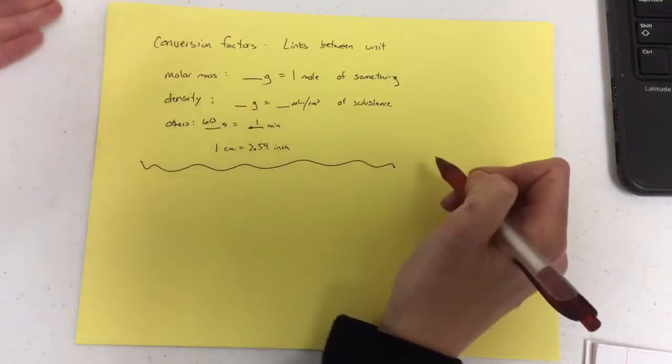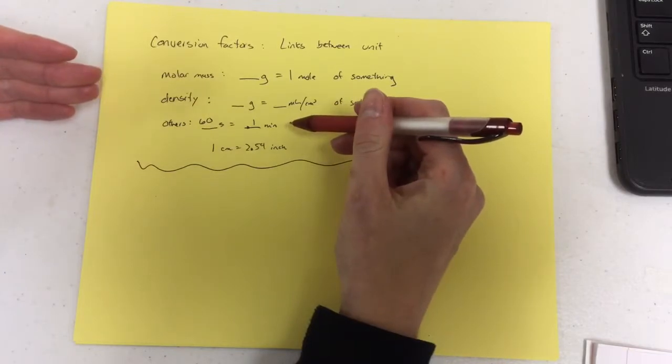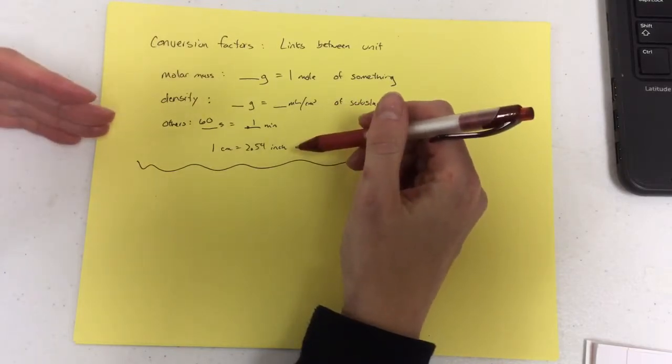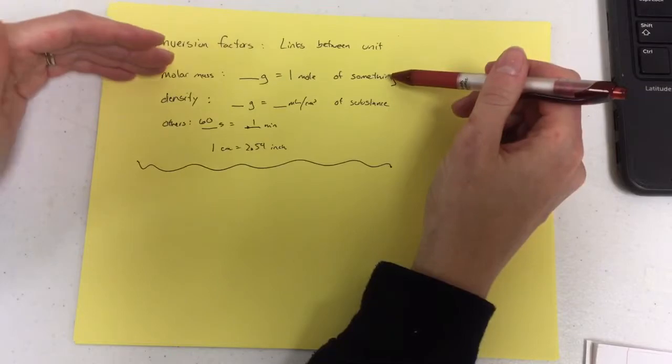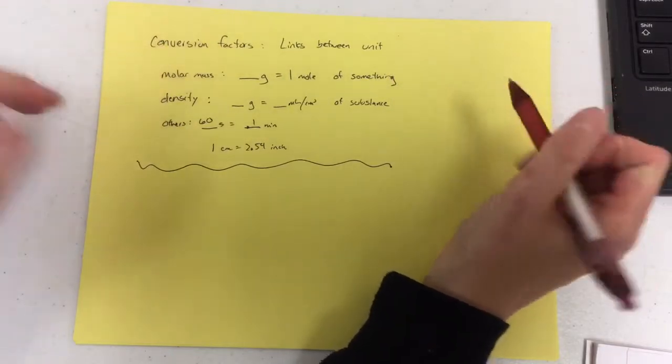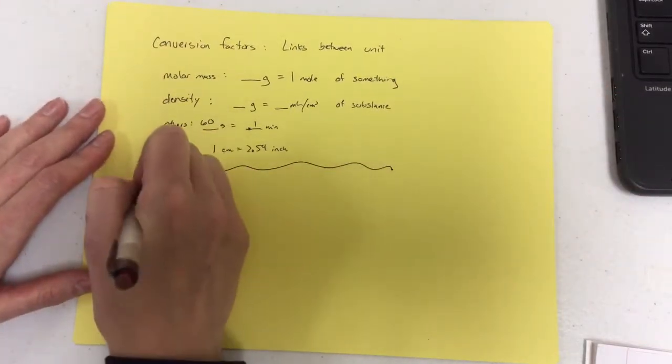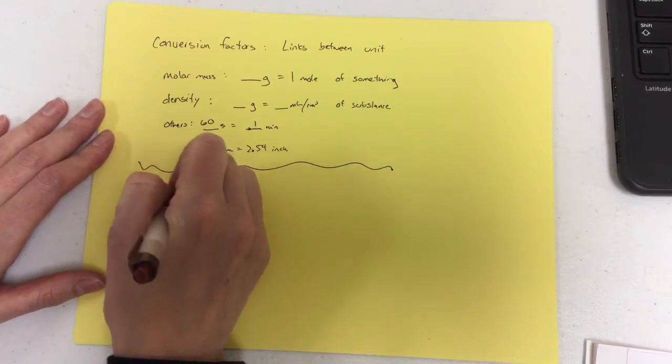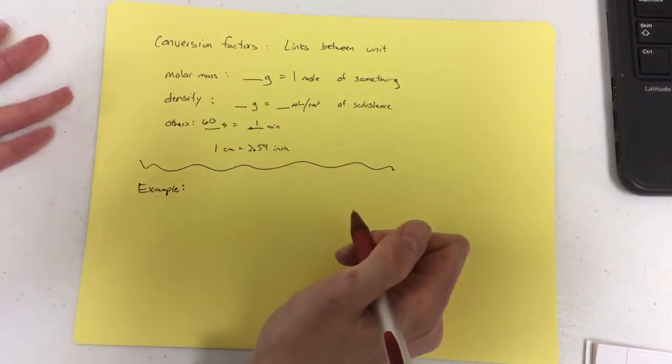Generally speaking, unless it's a time one, most people are familiar with time ones, you'll be given the conversion factor that you need, or it will be something that you can look up, like the molar mass. So then what you have to do to be able to do a conversion is you just have to know where you're starting and where you're going to end up.